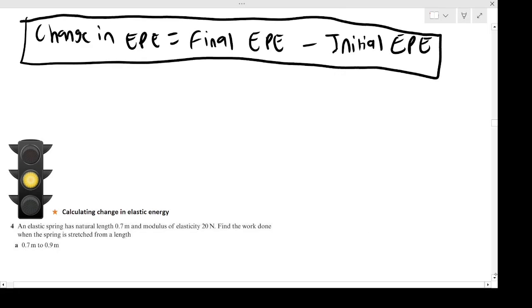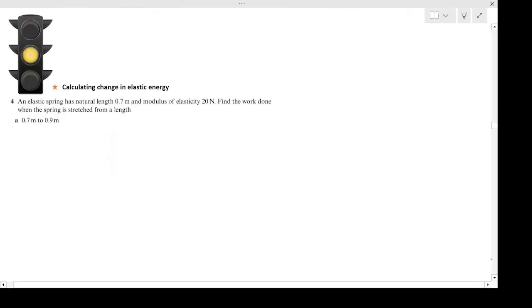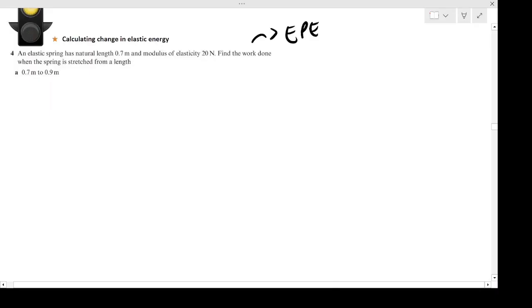Okay, so let's demonstrate this with some examples. Here we're told an elastic spring has natural length 0.7, modulus of elasticity 20. Find the work done, which means the change in elastic energy, EPE, of the spring when it's stretched from 0.7 to 0.9. So we've got this situation where the stretching is changing. We've got these two different points, these two different cases. So the first case is when the spring is stretched to 0.7. Okay, let's draw that out.